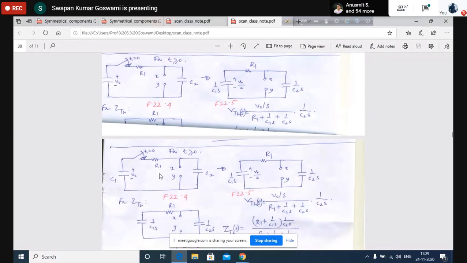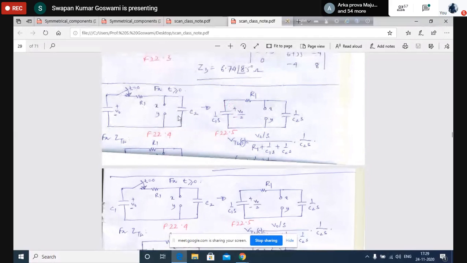Now this is the circuit. Here, this is a circuit with resistance, say R1, and capacitor C2 in series. These two terminals X and Y. Across these two terminals, we shall have to find out the Thevenin equivalent.